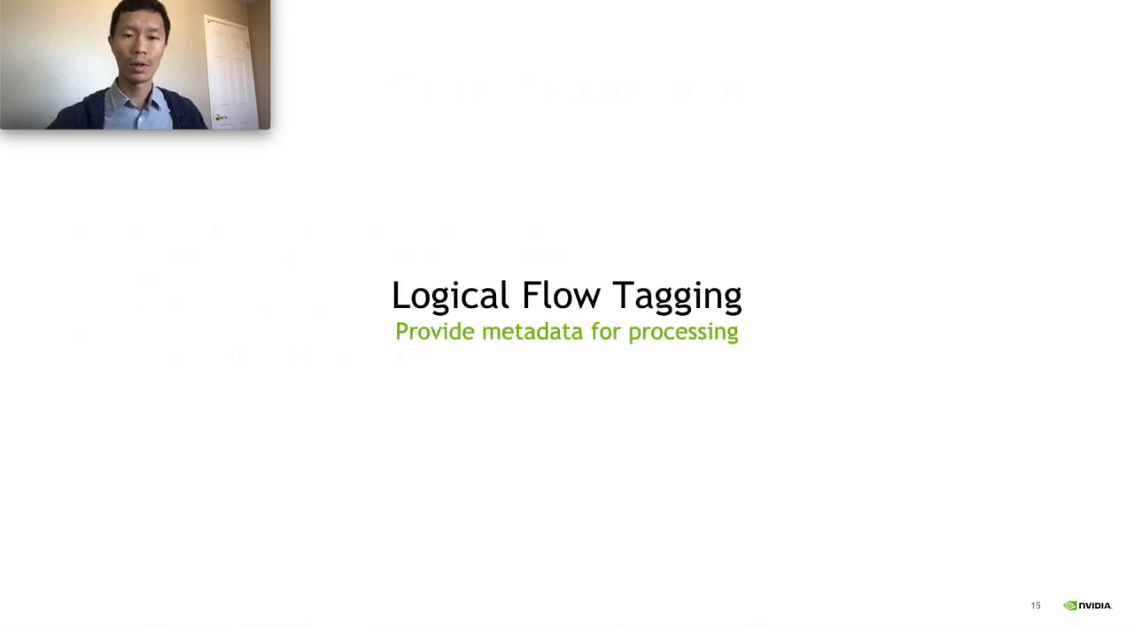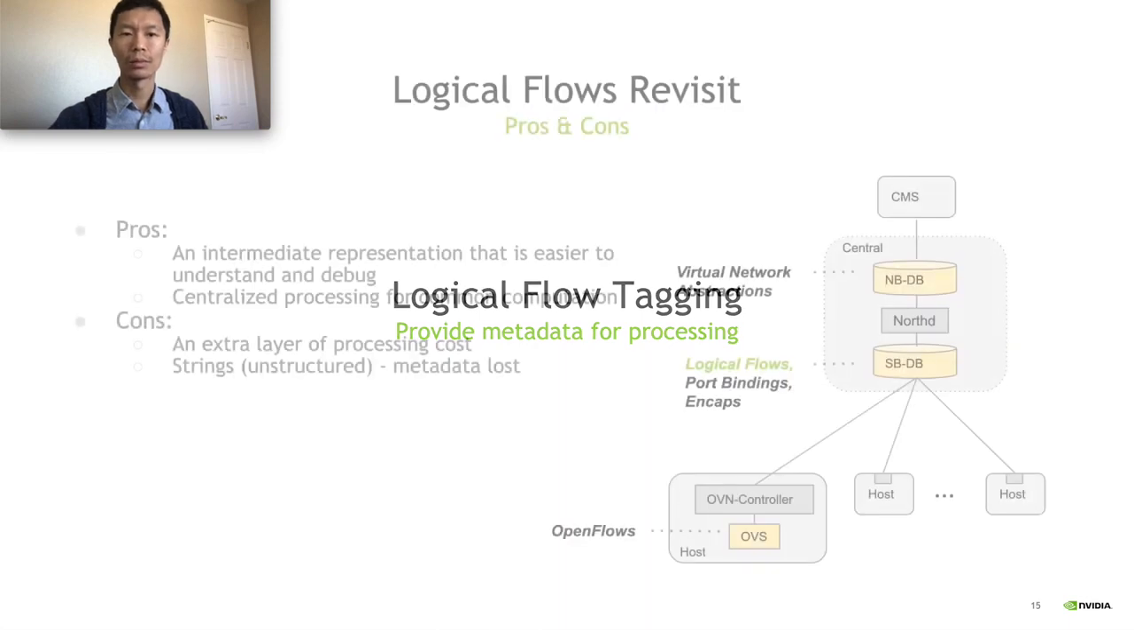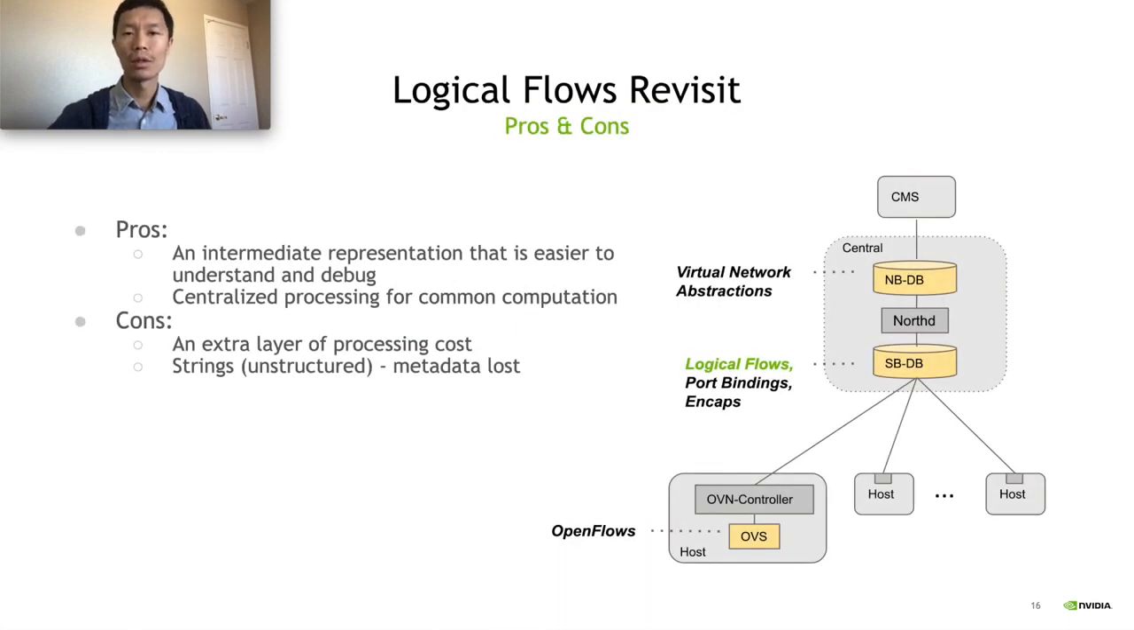Now, the next optimization I want to talk about is logical flow tagging. There are some pros and cons to the logical flow concept. The benefits are, firstly, the intermediate representation is helpful for understanding the flows and very helpful for troubleshooting. And it's also centralized processing for common tasks instead of repeating the computing on every hypervisor.